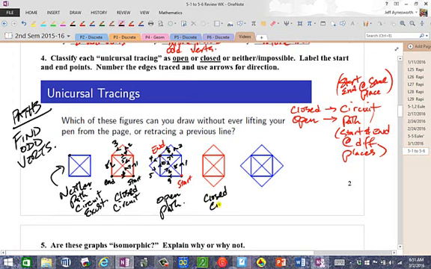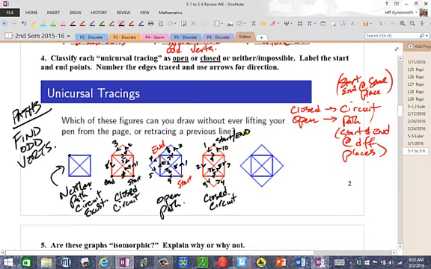So I can start anywhere. Let's say I start here. I go down 1, 2, 3, 4, 5, 6, 7, back up here at 8, 9, and then 10 here. Okay, so start and end at the same place. That was a fairly simple one.